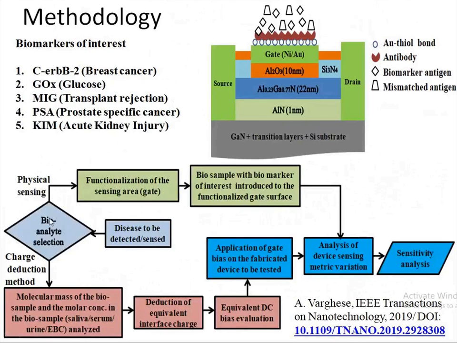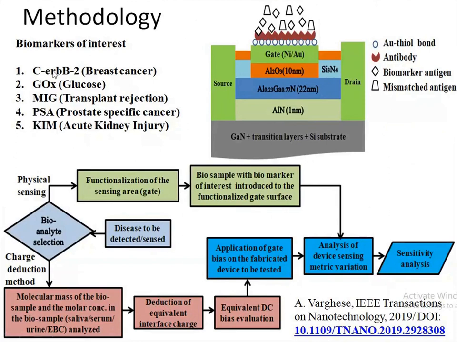If we check the flow diagram, the physical sensing mechanism is that you have to functionalize the sensing area, then introduce the biosample and analyze the device sensitivity. What I have done is use a charge detection based method, which I have already discussed in the analytical model, and using that I found the effective gate voltage to be applied when a particular biomarker is introduced onto the surface, applied it to the device gate, and analyzed the sensitivity of the device.